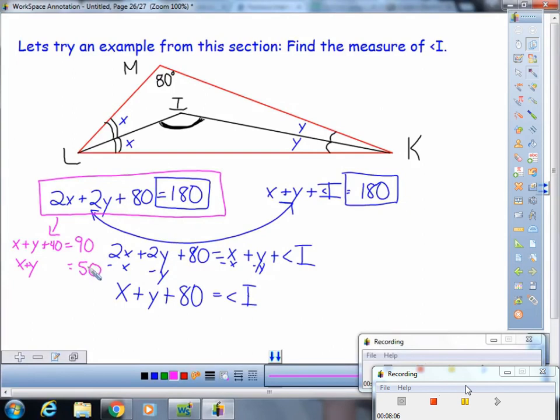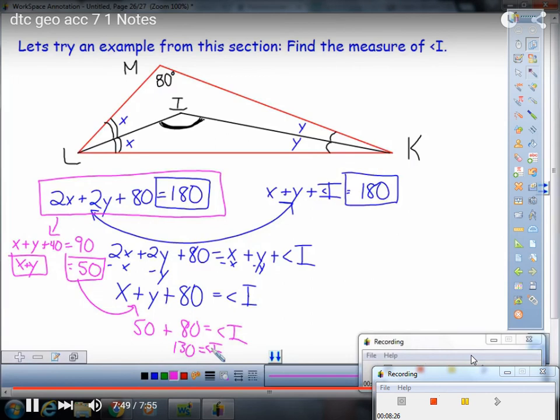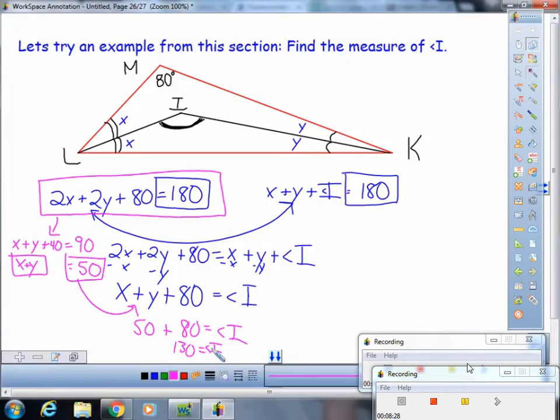That's what we needed, because now we can take out x plus y in this equation, and we can substitute in the number 50, because x plus y definitely equals 50. So now we know that 50 plus 80 equals I, and I is 130, and that is that. Boom!